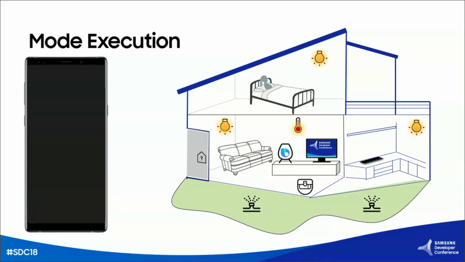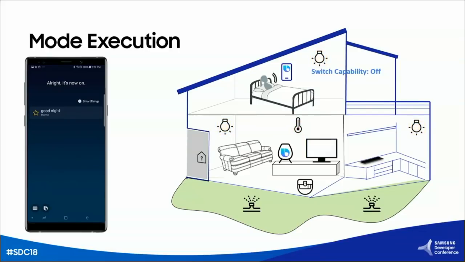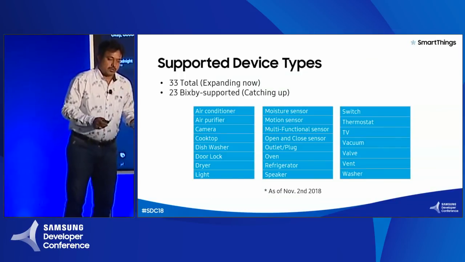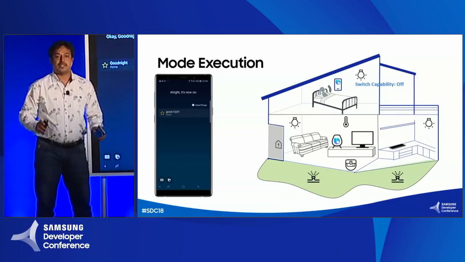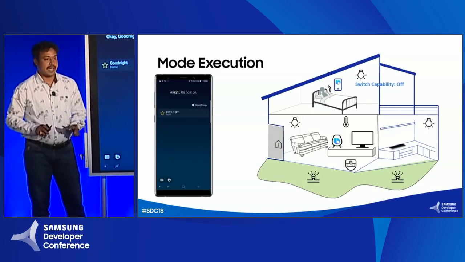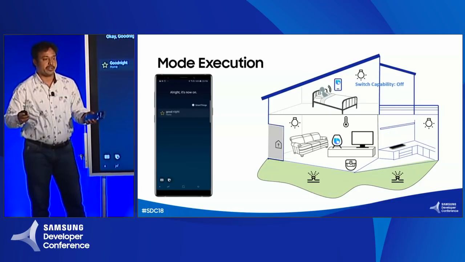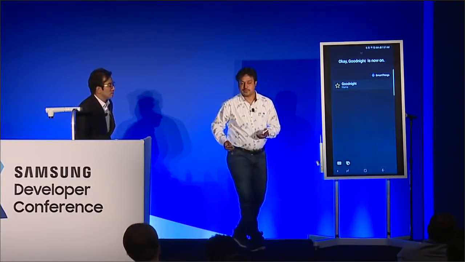Run good night mode. Okay, good night is now on. So all the lights, TV, thermostat, whatever is configured in that mode will be executed and all are turned off. So this is as simple as that. Like once all the devices are configured in SmartThings app, you don't need to do anything. You can just use Bixby and control and monitor your devices. Now my colleague Joohwan will continue.